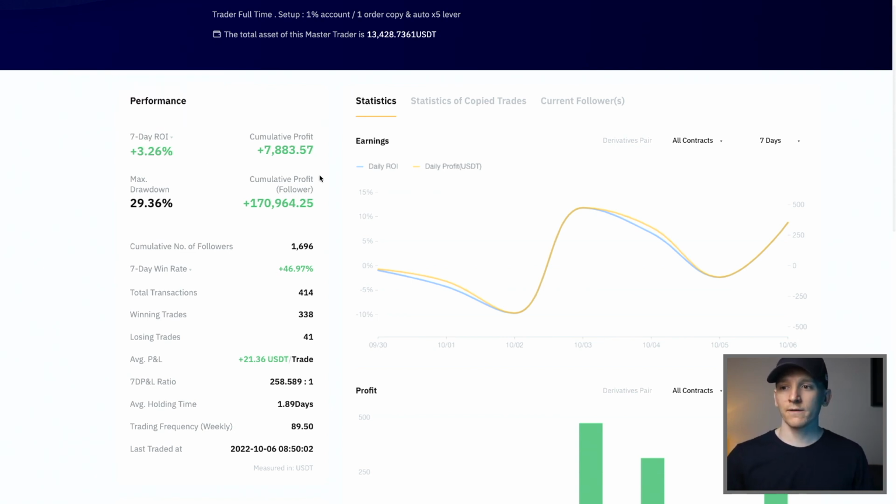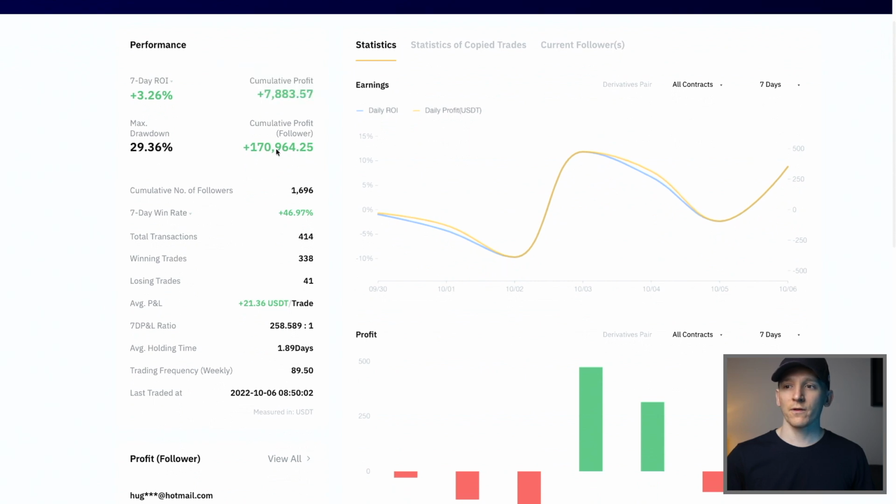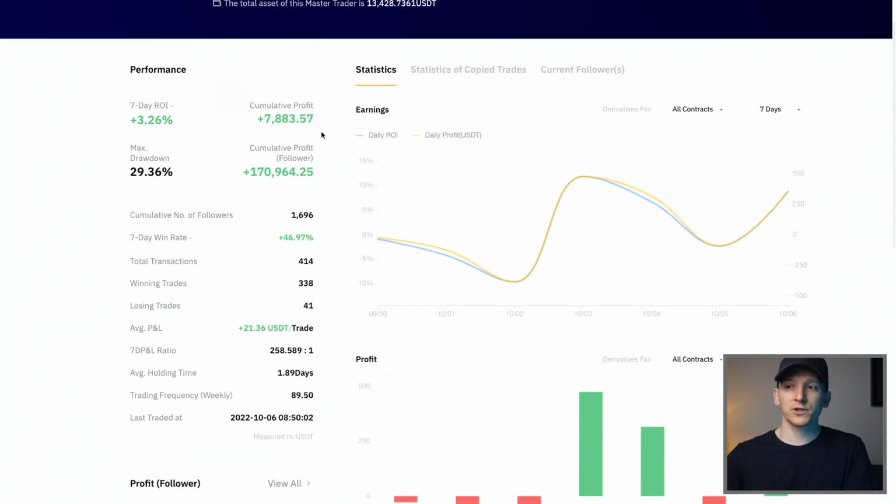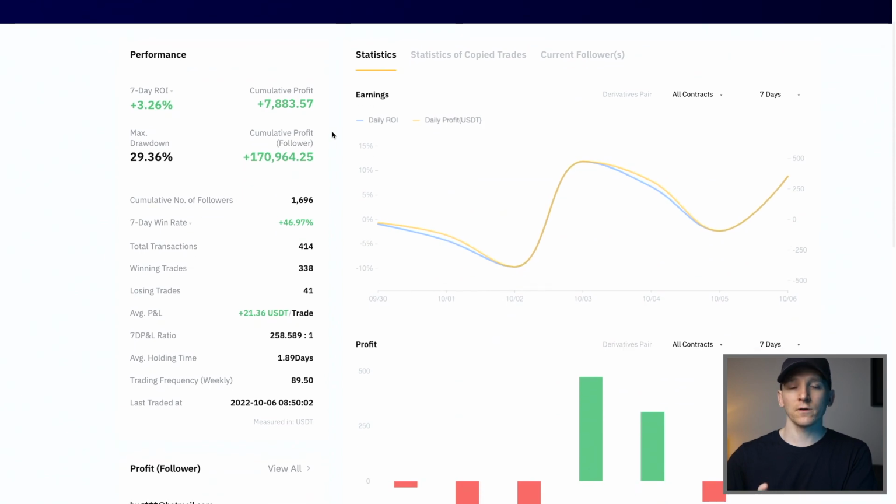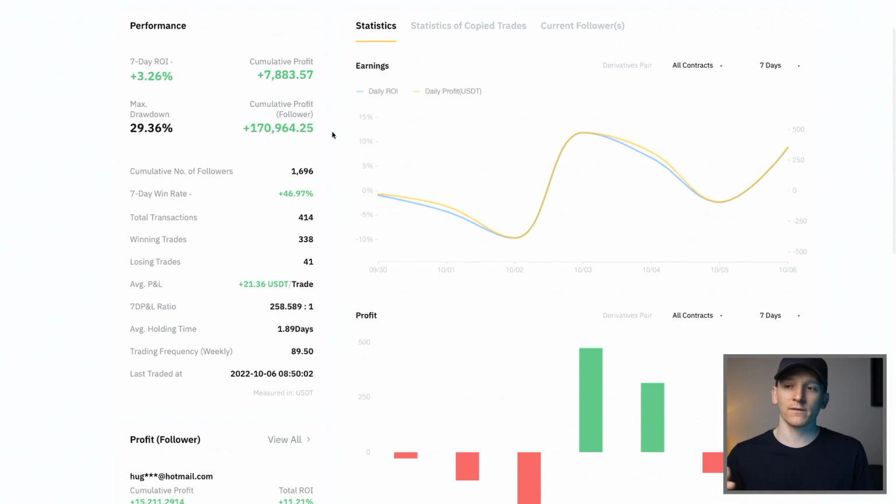Cumulative profit is pretty decent, and the amount of profit that followers have made is very good as well. Now that can change because it depends how much followers leverage up. This trader in particular may not use a lot of leverage, but I'll show you in a second how to copy, and you can use as much leverage as you want, which obviously increases or decreases your profits differently to how this trader is doing it. So you can copy their trades, but you can use more or less leverage.